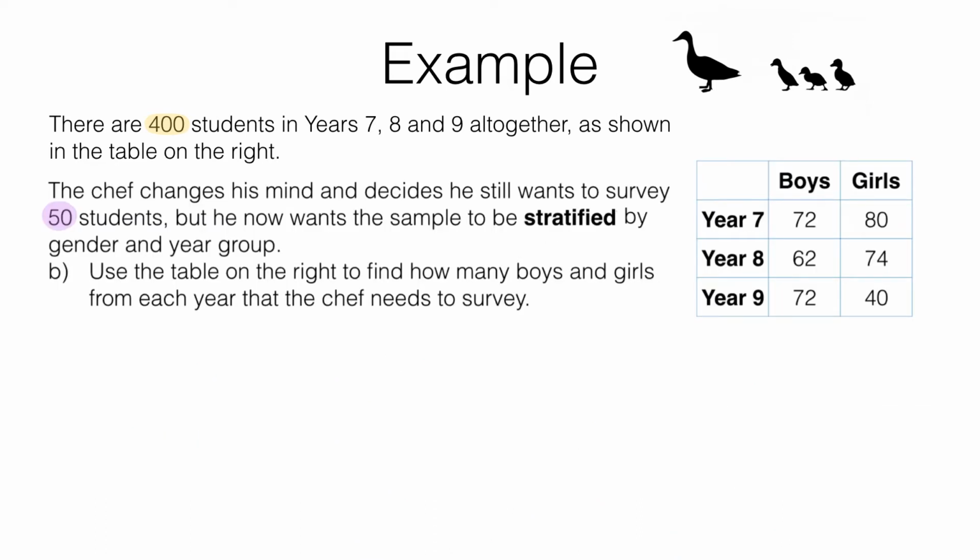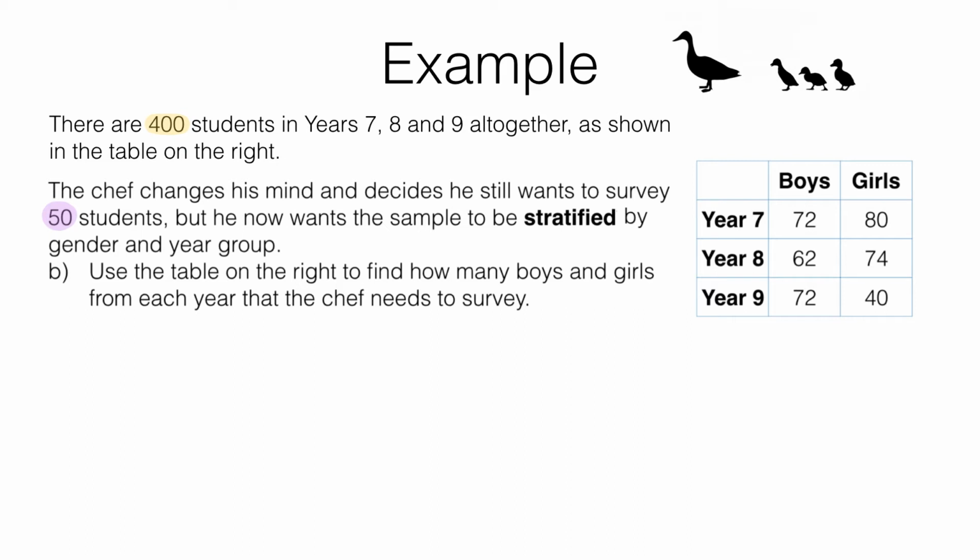Let's take a look at part B. Now, the chef has changed his mind and he decides he still wants to survey 50 students, just like before, but now he wants the sample to be stratified by gender and year group. Now, this word stratified is something that you don't need to know for the GCSE, but it's basically what we were doing before. We need to split our population into groups and then take the same fraction from each group.